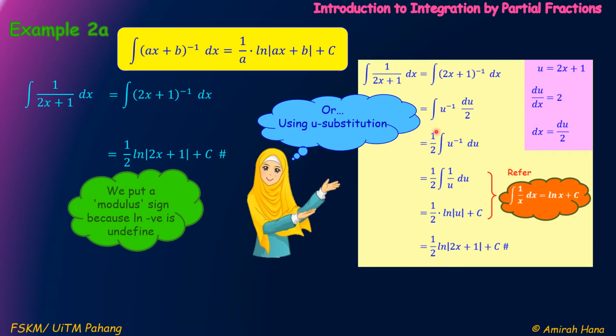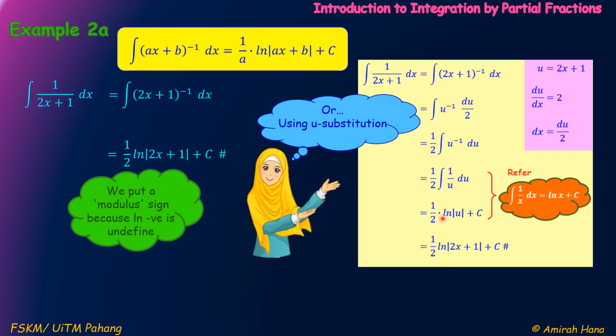When n equals -1, we cannot integrate using the power rule. But we can write u^-1 as 1 over u, and then du. From here, we refer to the basic formula: if we integrate 1 over x dx, the answer equals ln x + c. So when we integrate 1 over u du, the answer equals ln u + c. We still have the constant half in front, and after we integrate, there is no more integration sign.